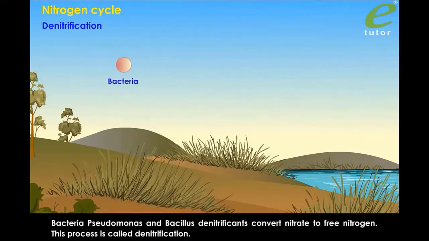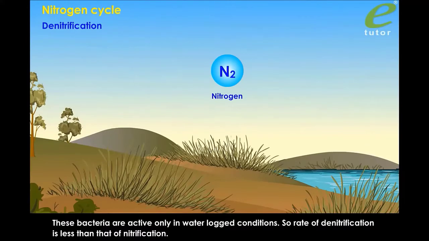Denitrification. The bacteria Pseudomonas and Bacillus denitrificans convert nitrate to free nitrogen. This process is called denitrification. These bacteria are active only in waterlogged conditions. So, the rate of denitrification is less than that of nitrification.